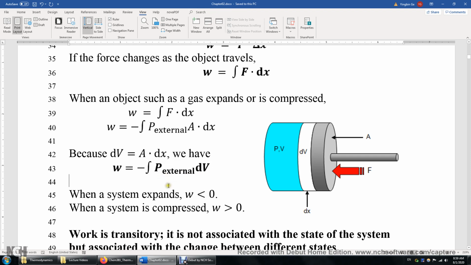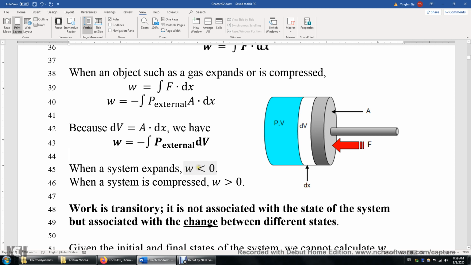About the signs. When a system expands, work is negative. Over here, this W without a subscript is referring to the work of the system. When the system is compressed, work is positive. Again, in this situation, work is done to the system. The internal energy of the system increases.